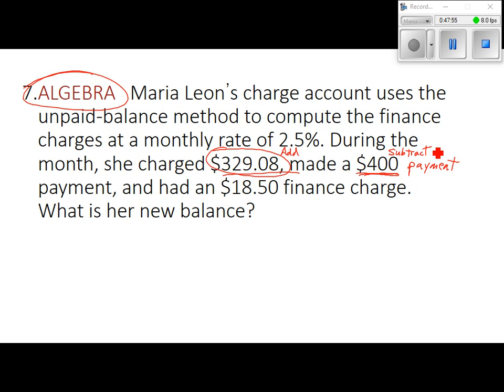So to figure out the previous balance, we know she got charged $18.50. We were just doing previous times the percentage, right? And that gave us the finance charge. We know the finance charge this time. What is it? $18.50. Do we know the previous balance? No, we don't know that, do we? Do we know the percentage? What is it? 2.5. Change that to a decimal for me.